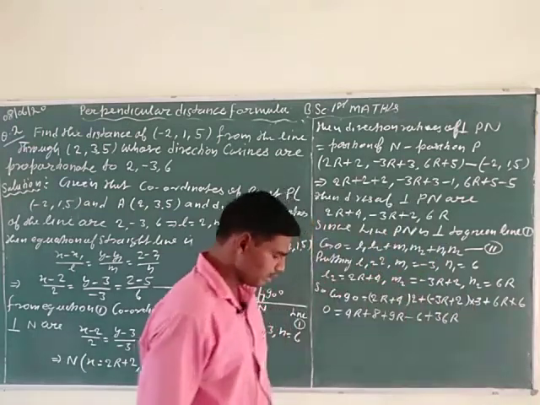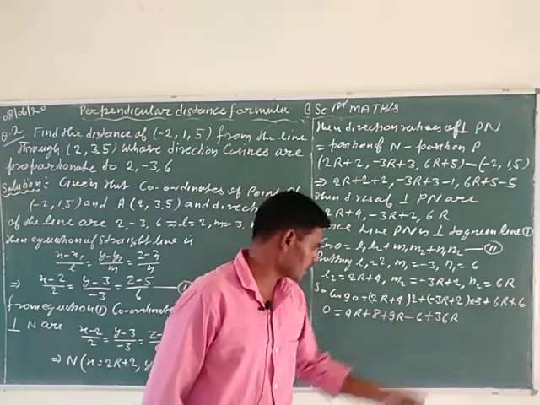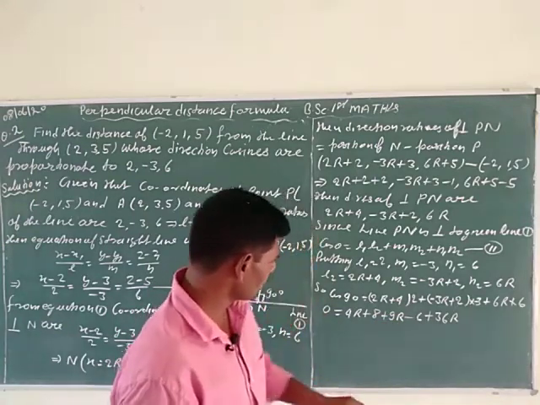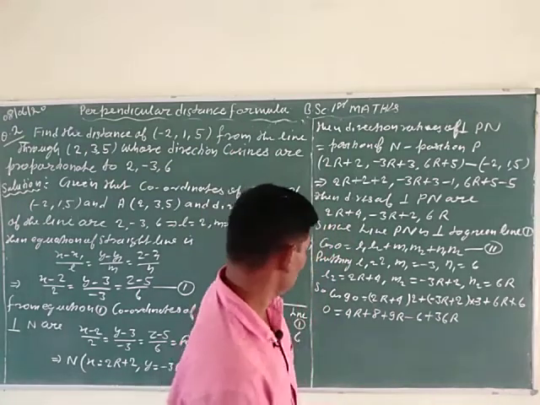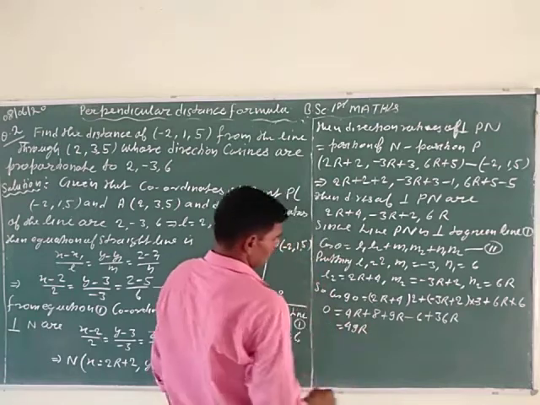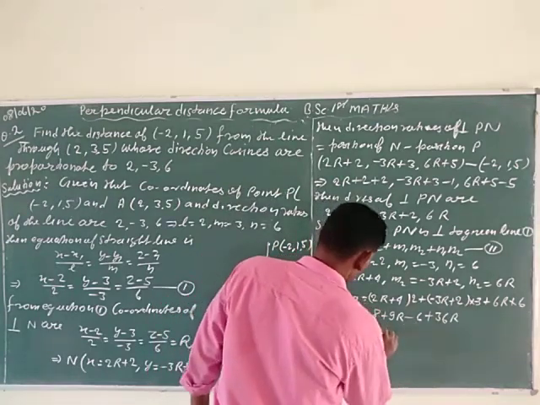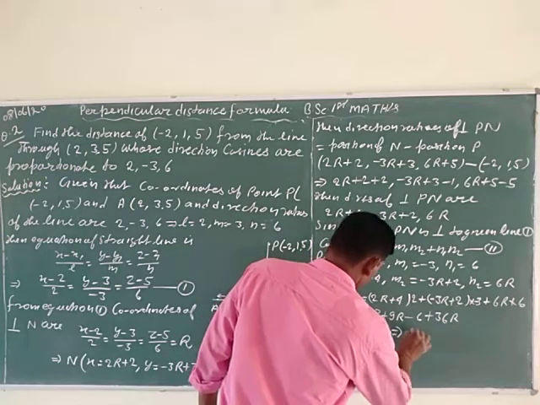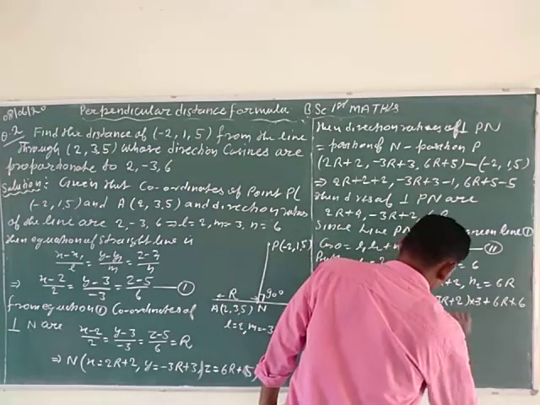Collecting all the r values, 4r, 9r and 36r is equal to 36r plus 4 is equal to 40 plus 9 is equal to 49. So it is equal to 49r plus 8 minus 6 is equal to plus 2. So it implies that r is equal to -2 by 49.